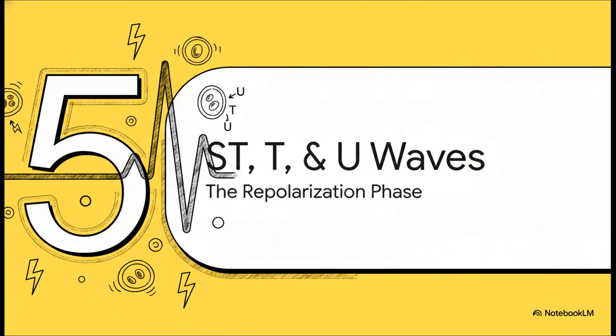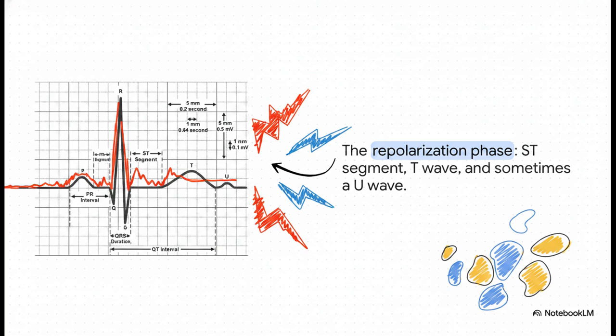So we've analyzed depolarization, the electrical activation. Now we have to look at its counterpart, repolarization. This is the electrical recovery of the ventricles, and it's a complex process that's reflected on the ECG by the ST segment, the T wave, and sometimes a U wave. You really have to pay attention here, because these components are extremely sensitive to things like ischemia, infarction, and electrolyte imbalances.